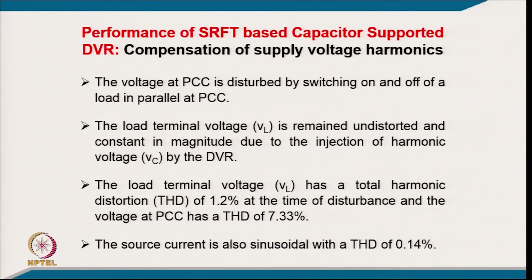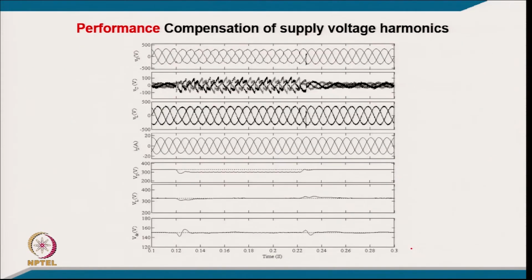So, coming to the performance of this SRF theory based capacitor supported DVR for compensation of supply voltage harmonics. The voltage at the PCC is disturbed by switching on and off a load in parallel at the PCC, and the load terminal voltage remains undistorted and constant in magnitude due to injection of harmonic voltage by the DVR. The load terminal voltage has a total harmonic distortion of 1.2% at the time of disturbance, and the voltage at the PCC has a THD of 7.22%, and the source current is also sinusoidal with a THD of 0.19%.